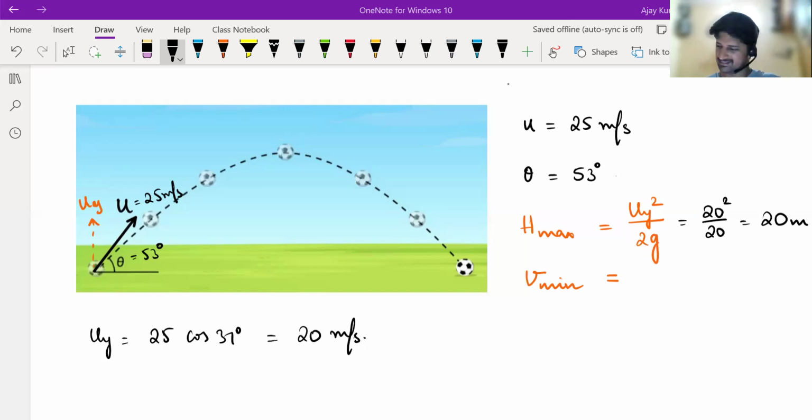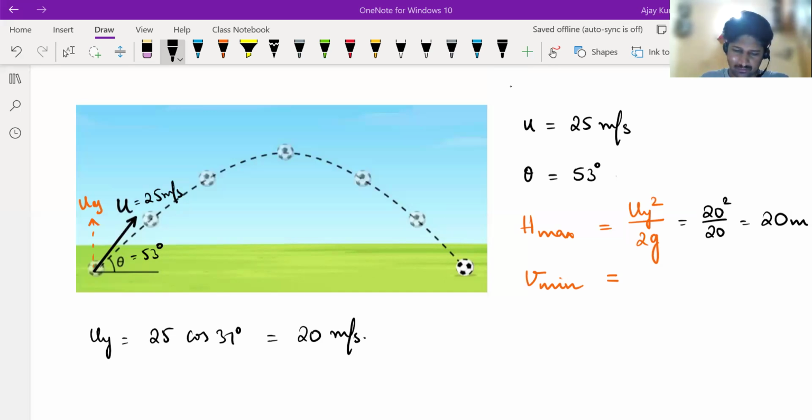Anyway, let it be. Then my next question was, what is the minimum speed during the flight? Okay, I got an answer only from Vanilla. That's good. Vanilla, how did you find out the minimum speed? Sir, the speed is minimum when the y component is absent, like it's 0. Okay, at Hmax, we know the speed is minimum.